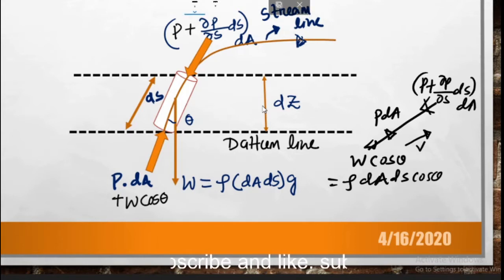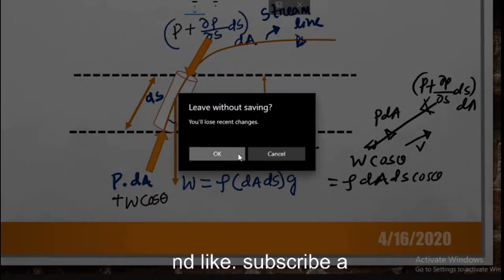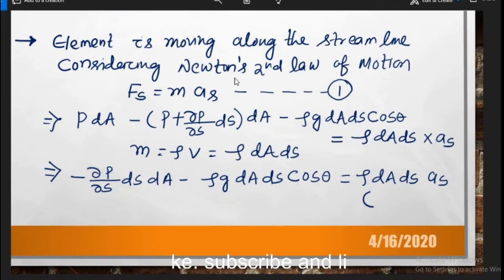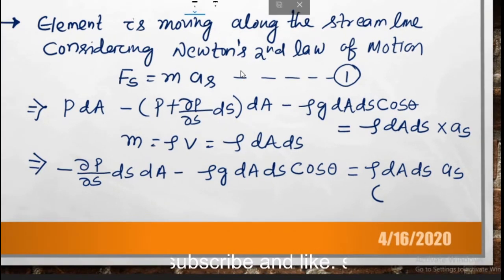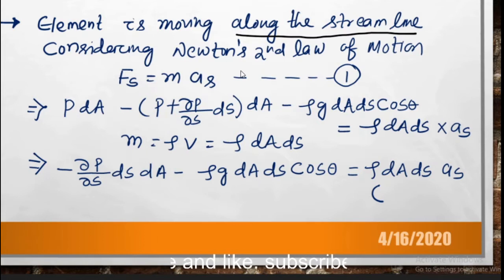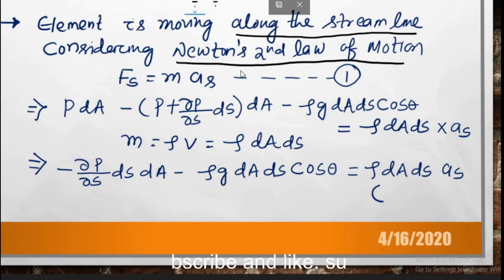So what are the net forces acting on this fluid element? As the element is moving along the streamline, considering Newton's second law of motion, the net forces acting along the streamline will be equal to the mass of the fluid element times the acceleration along the streamline. This is my equation 1.